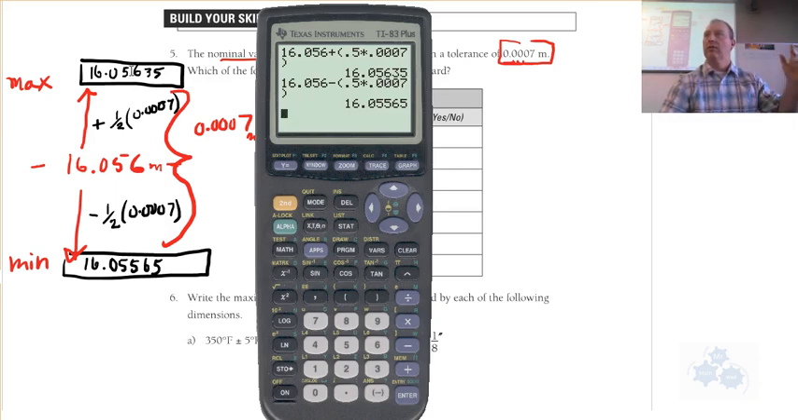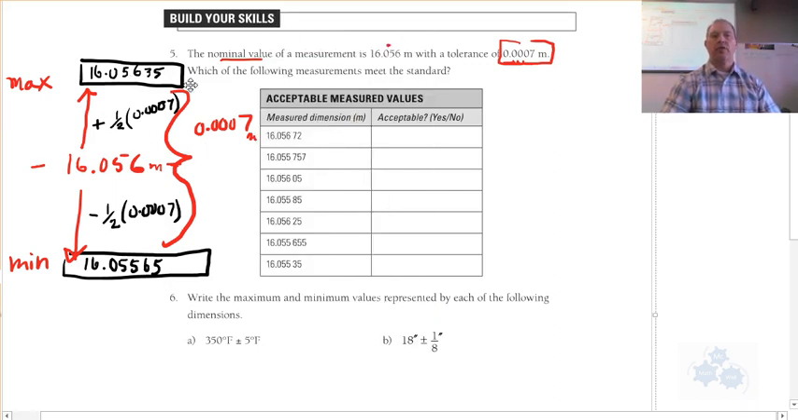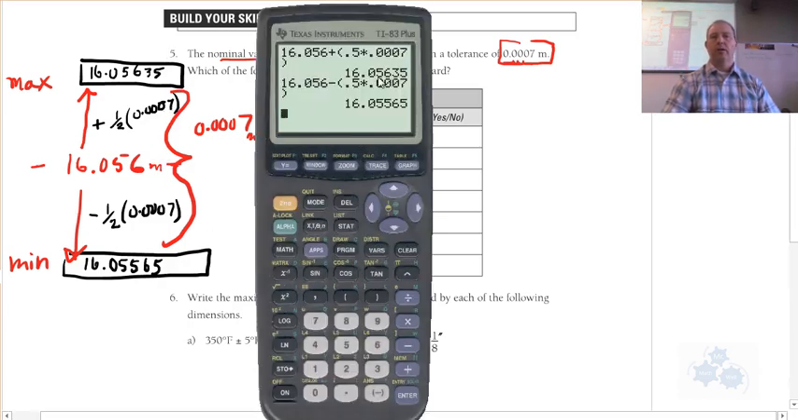Why would you add half? Okay, well, let's look at this diagram. Remember, from the maximum to the minimum has to be a total of this tolerance right here. So if you start in the middle, to get to the maximum value, you have to add half of the tolerance. We're not adding the whole tolerance, we're adding half of the tolerance. So this is the maximum, and if you subtract half of the tolerance, that's the minimum value.